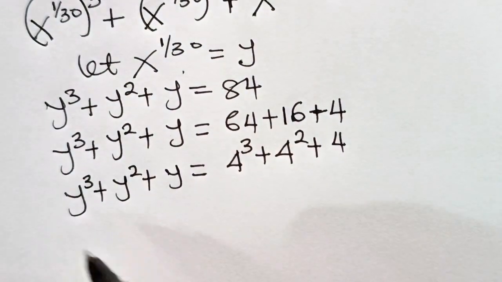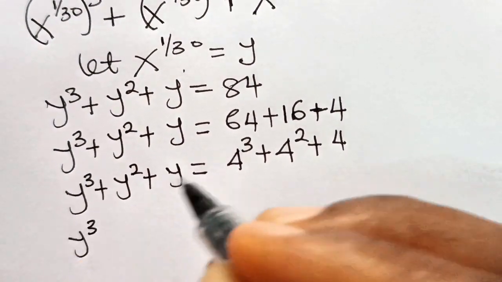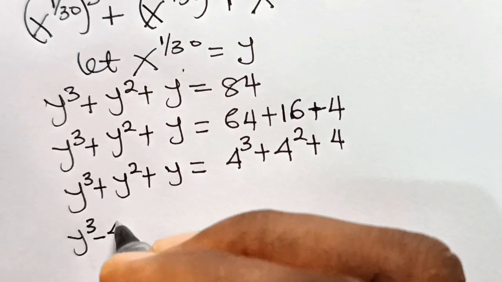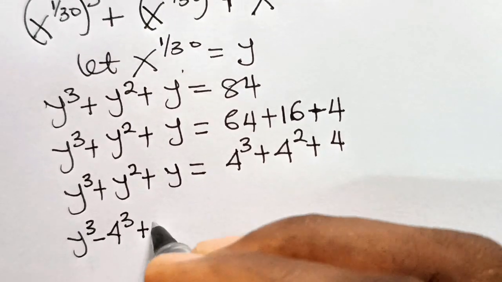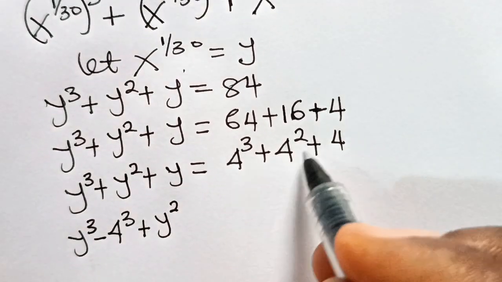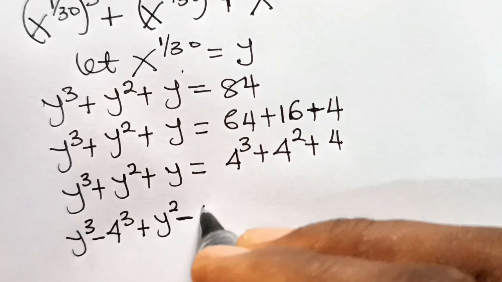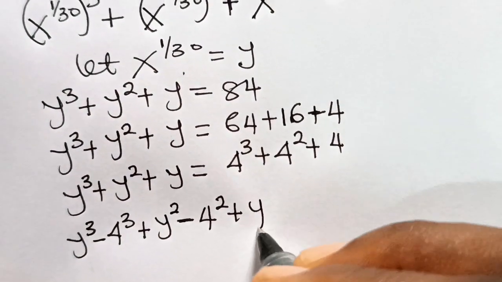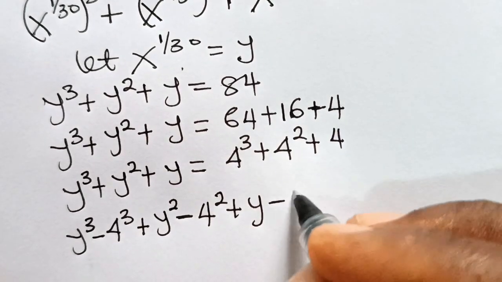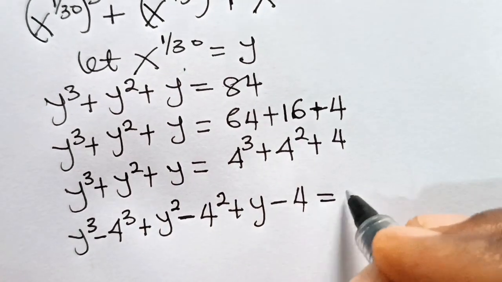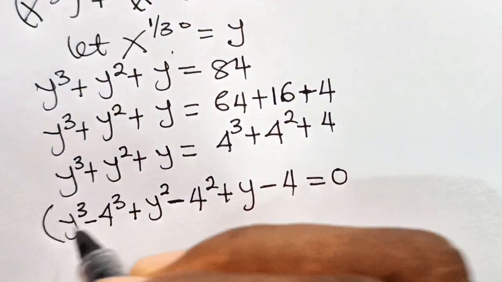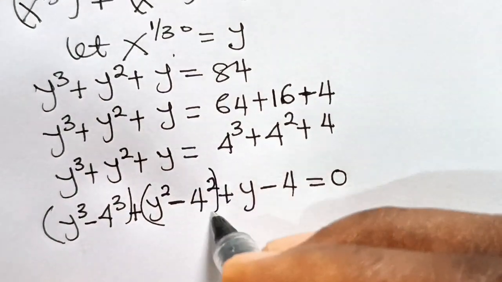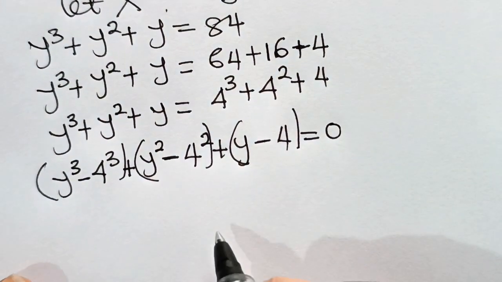Now let us transfer. We have y to the power of 3 minus 4 to the power of 3 plus y to the power of 2 plus 4 to the power of 2 will cross to become minus 4 to the power of 2, then plus y minus 4 is equal to 0. Now let us group them.